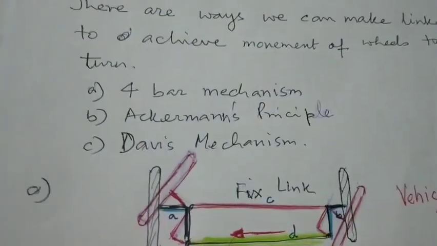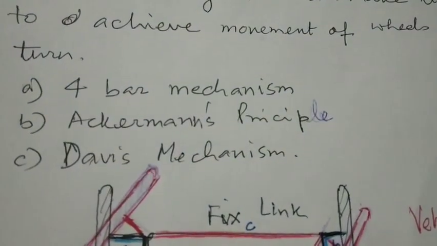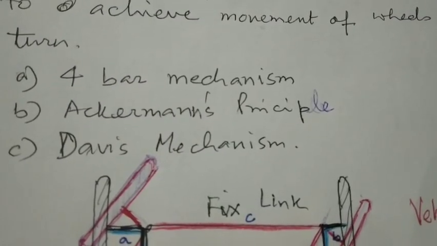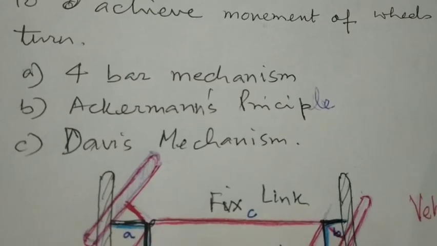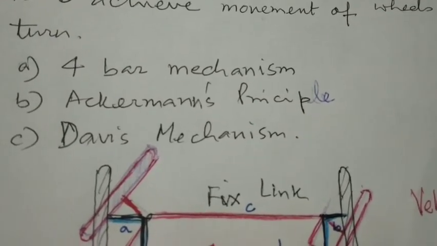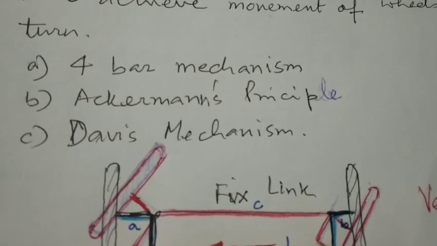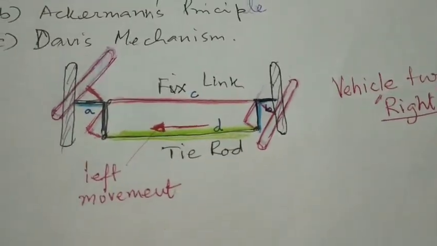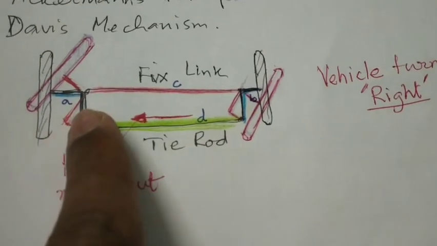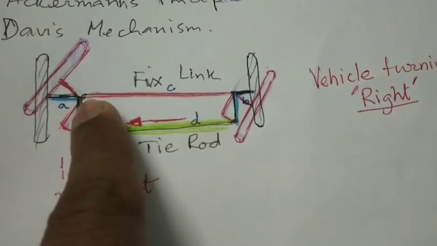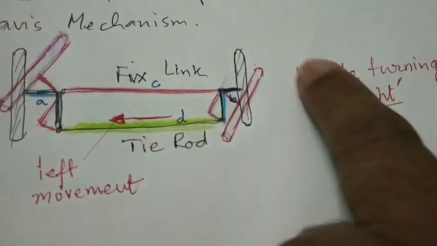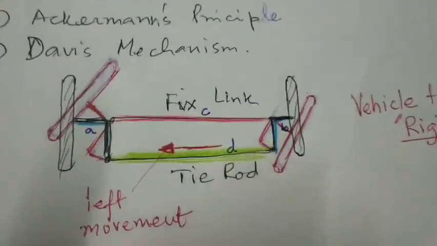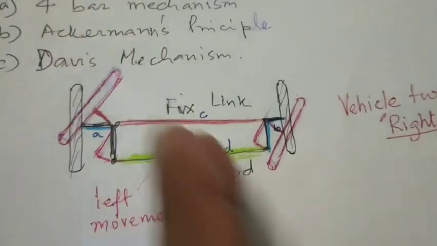So there are 3 types of systems which I am discussing here today: A, 4-bar mechanism, B, Ackermann's principle as a mechanism, and C, Davis mechanism. So let us start with the 4-bar mechanism. What is a 4-bar mechanism? This is the wheel in actual position, which is shown by the black wheel which we have seen here, and it is going straight. You see, it is going straight.